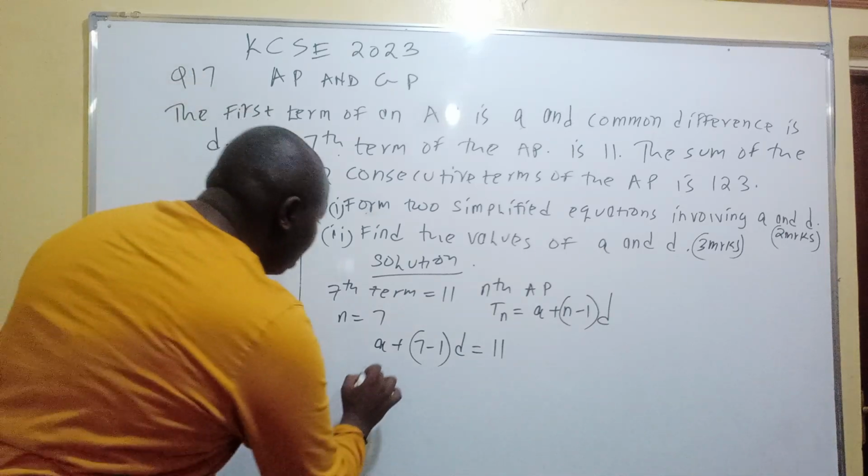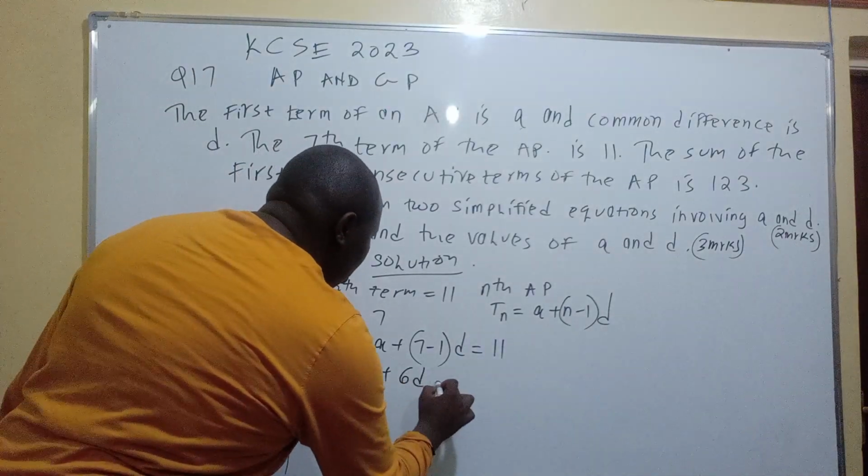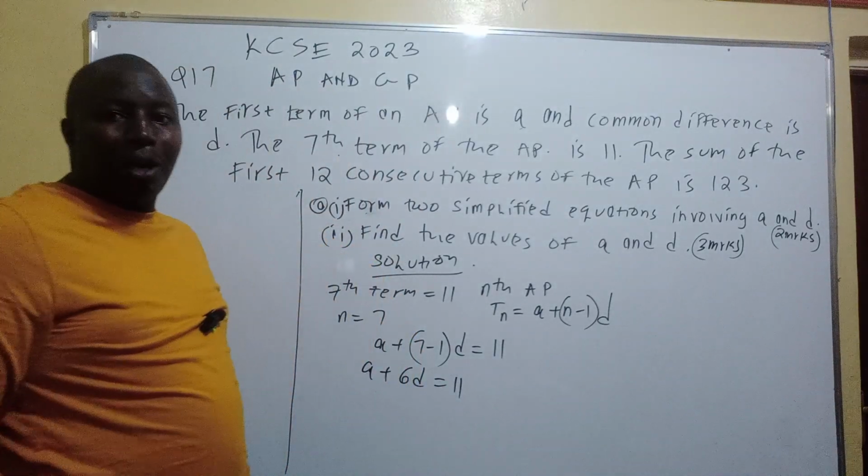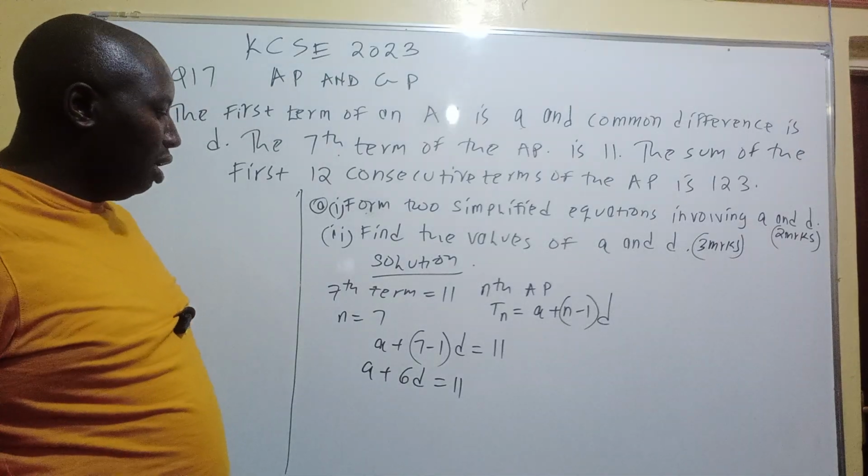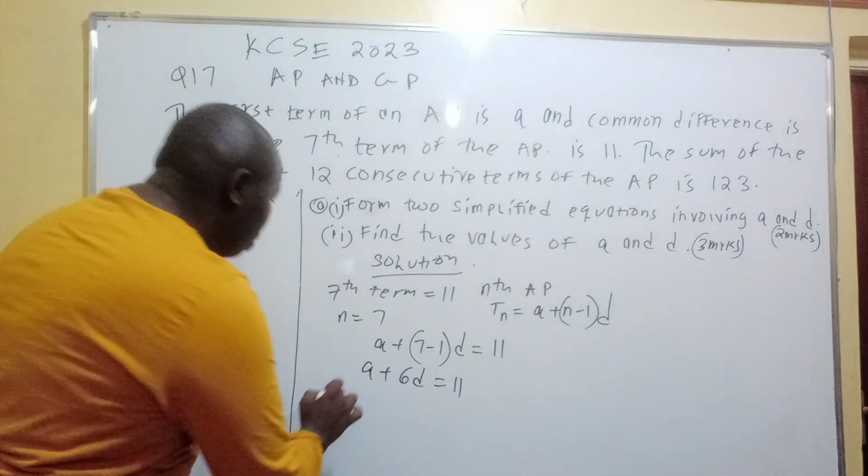Therefore in this case you get A plus 6D equals 11. That's the first equation.